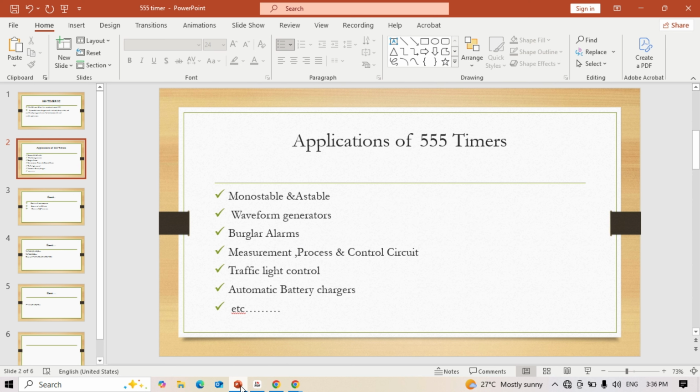So we can use the 555 timer to design monostable and astable multivibrator circuits. The second one is waveform generators. The third one is burglar alarms. And we can use 555 timers also in measurement, process, and control units in control engineering, right? Also, the 555 timer is the most common circuit that can be used for traffic light control. And you can find it's also very important for automatic battery chargers. So what I've said before, it is the most versatile integrated circuit in electrical engineering.